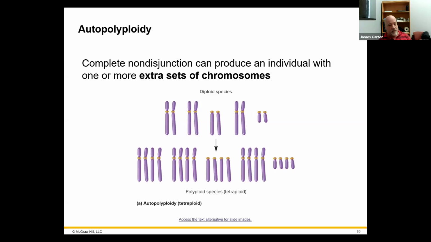Now, the prefix auto is when you take, for example, in gamete formation, you have complete non-disjunction. And so you have a diploid species that then makes diploid gametes. But you use those diploid gametes to fertilize other diploid gametes from the same species. And so you make an autotetraploid. And auto just means self.